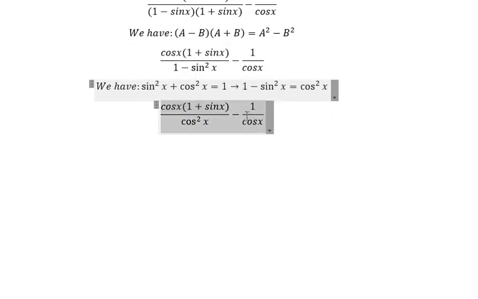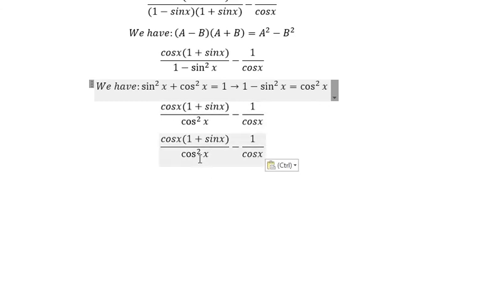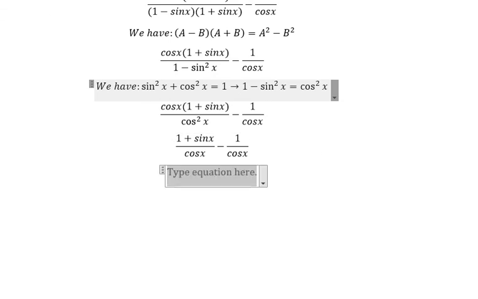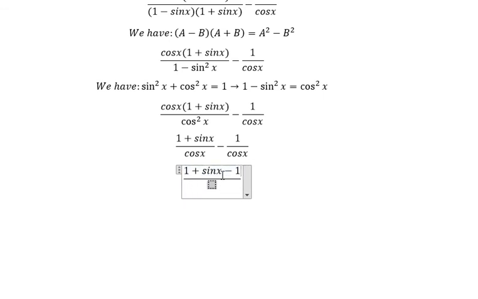So we have cosine x and we have cosine x. We simplify in here, and you will get 1 plus sine x over cosine x. Next, we have the same common denominator, that's cosine x. So we can put 1 plus sine x minus 1 over cosine x.